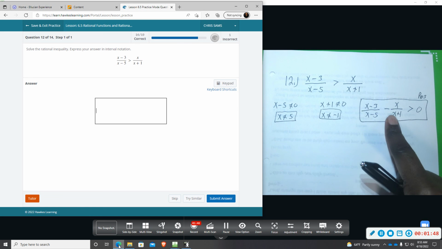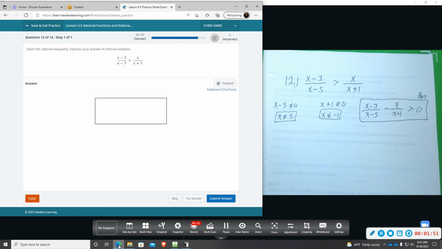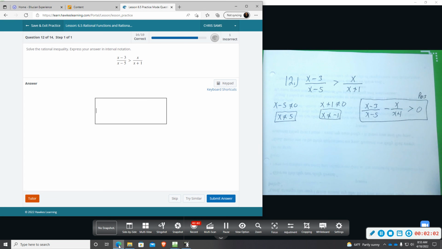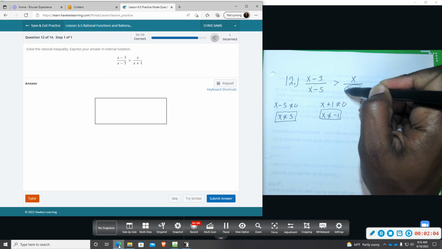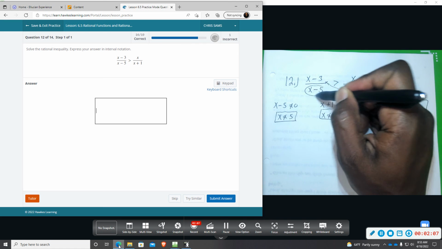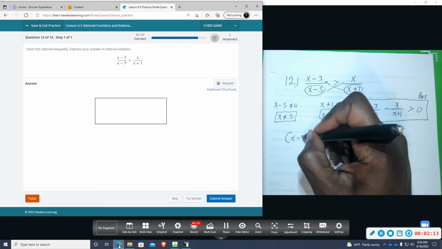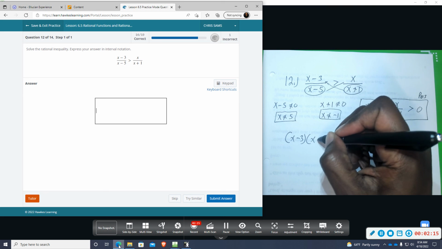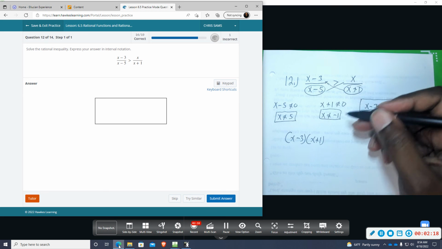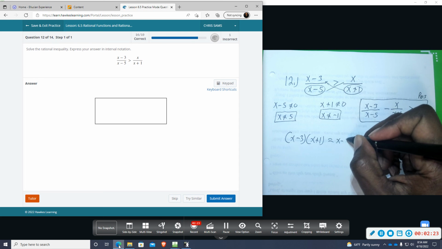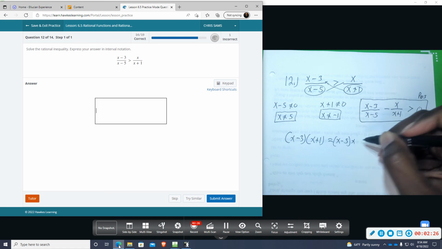Now, you can combine like terms. When you got fractions, you got to get a common denominator. And instead of dealing with the fractions, the easier way to do this would just be to cross multiply and then solve it that way, and you would still get the same value. So that's what we're going to do. We're going to multiply x plus 1 across, and we're going to multiply x minus 5 across. So that means the x minus 3 is going to get multiplied with the x plus 1. And then going across, I'm just going to put equal for now. Going across, x minus 5 is going to get multiplied with x.